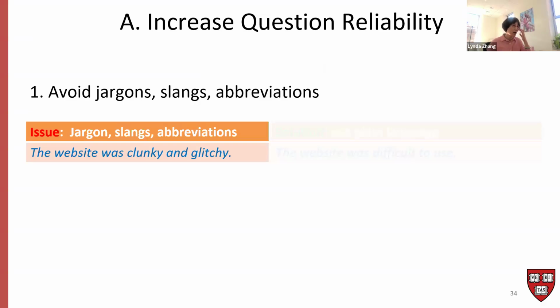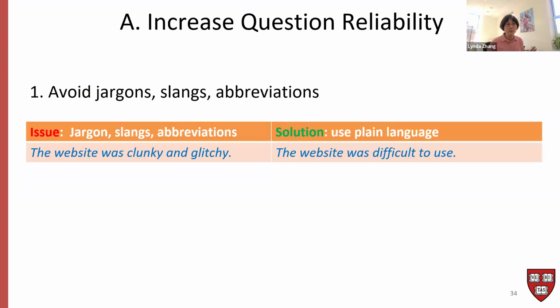The first issue, we want to avoid jargon, slang, and abbreviations. Here's an example of a question. The website was clunky and glitchy. This seems all right in a verbal conversation, but it is better to make it consistent for everyone to understand it the same way. Therefore, avoid slang, jargon, or abbreviations. You can say, the website was difficult to use. Use plain language. Everyone will have the same understanding.